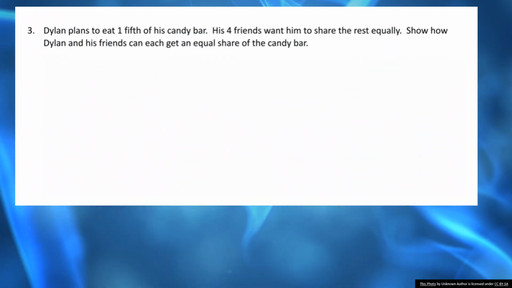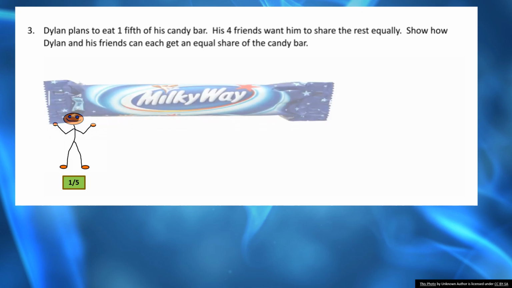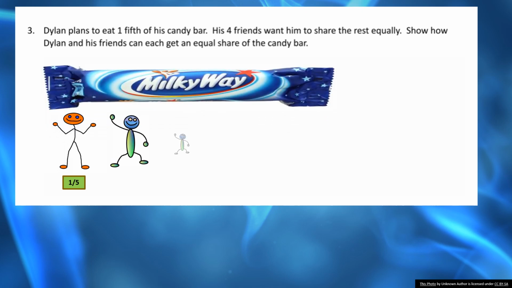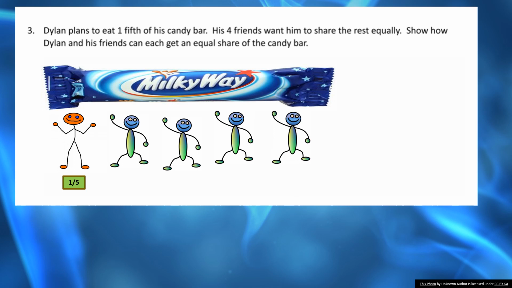Take a look at number 3. Number 3 says, Dylan plans to eat 1/5 of his candy bar. Here's Dylan. He's going to eat 1/5. His 4 friends want him to share the rest equally. Show how Dylan and his friends can each get an equal share of the candy bar.